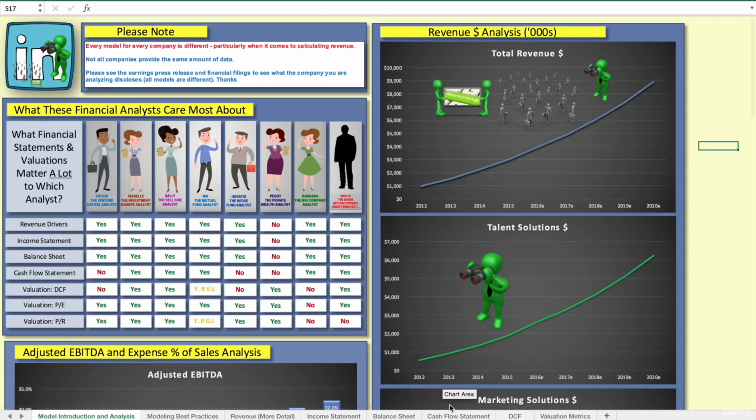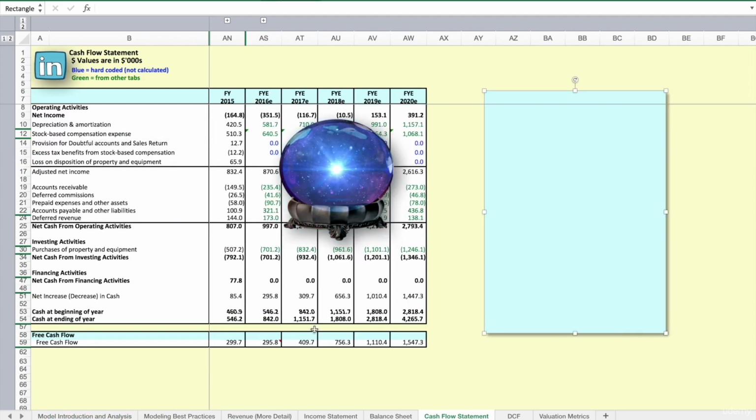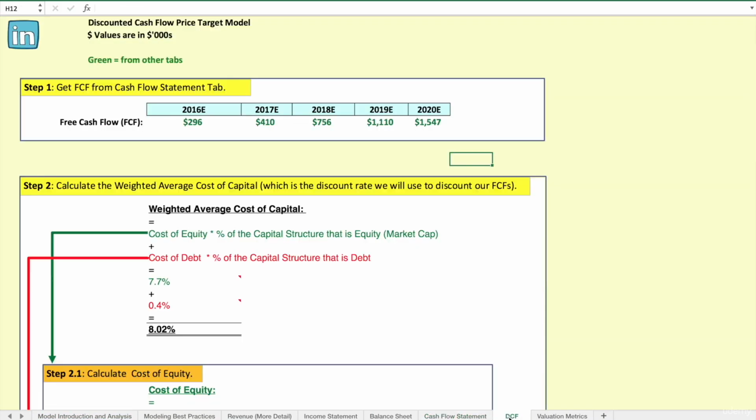Let's go to our model and do our DCF. Remember in our cash flow statement, we got these free cash flow estimates. We calculated those. So let's look at a discounted cash flow valuation analysis. Remember, green means it's coming from other tabs. Step one, get free cash flow from the cash flow statement tab. Here it is. That's just linked directly there.